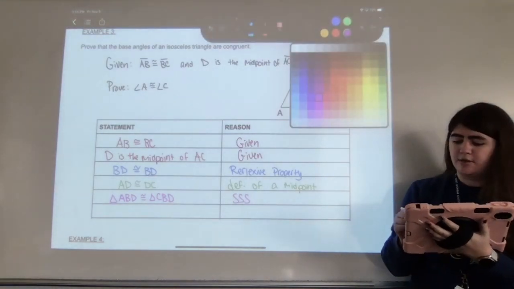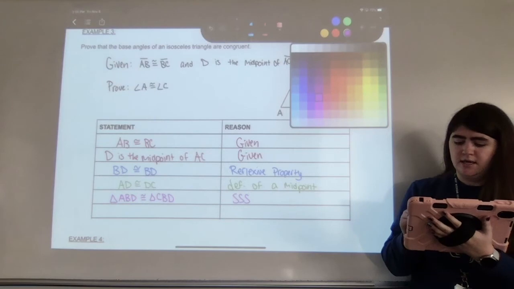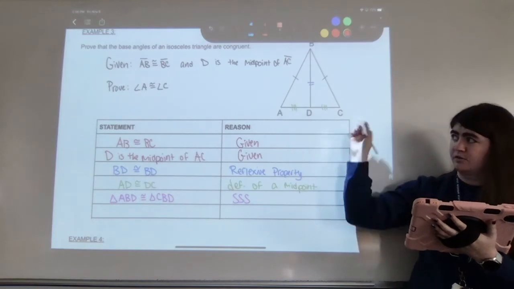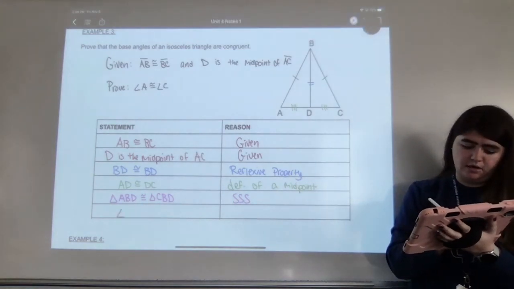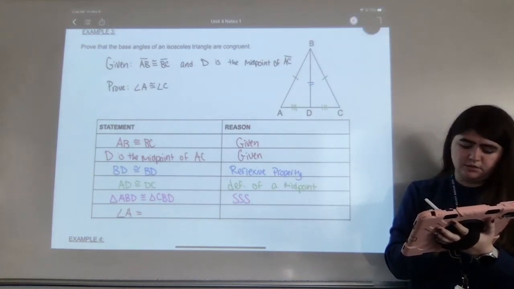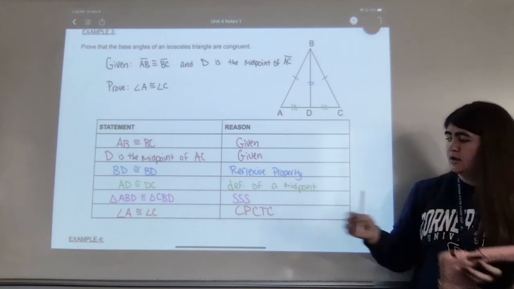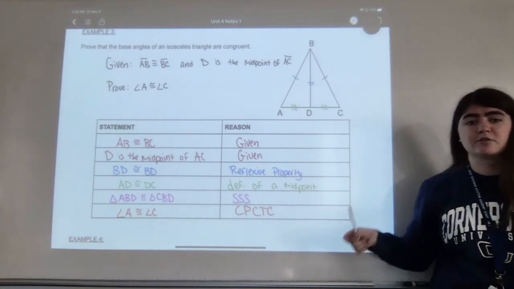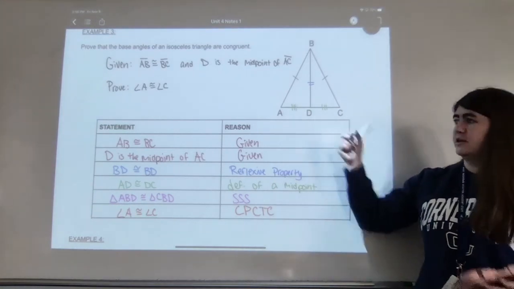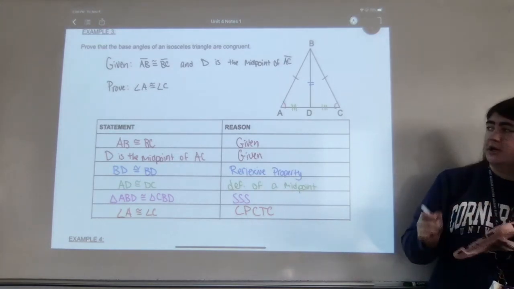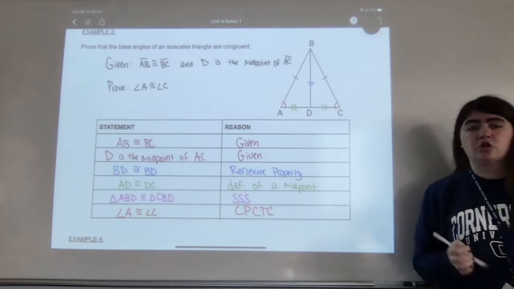And now that I know that my two triangles are congruent, then I can go ahead and say that my two base angles are congruent. So I can say that angle A is congruent to angle C by the CPCTC, corresponding parts of congruent triangles are congruent. So therefore, these two angles are also congruent. And I'm going to go ahead and put those markings in there. I've shown what I needed to show.